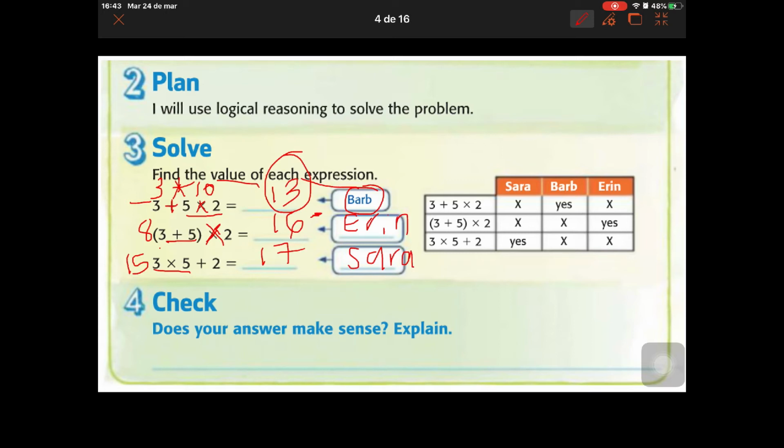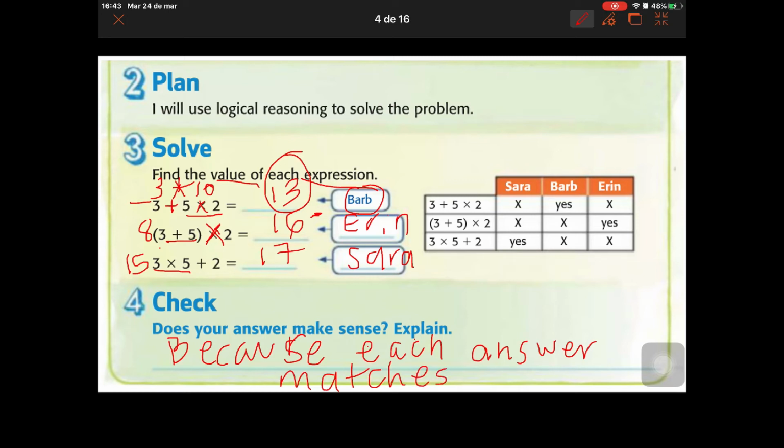Does your answer make sense? Yeah, because you're gonna write that on your book: each answer matches the clues. The clues. Sorry, this is an L. The clues and a point. Sorry. Okay.